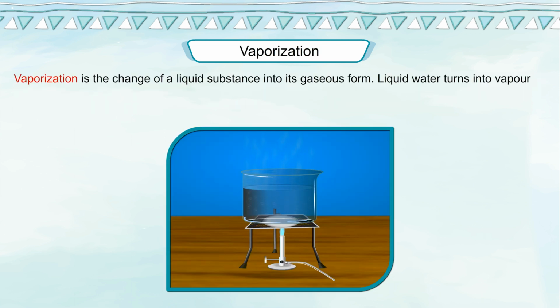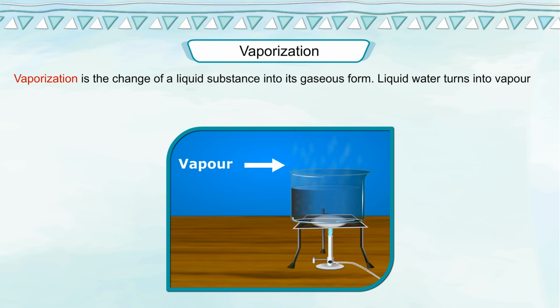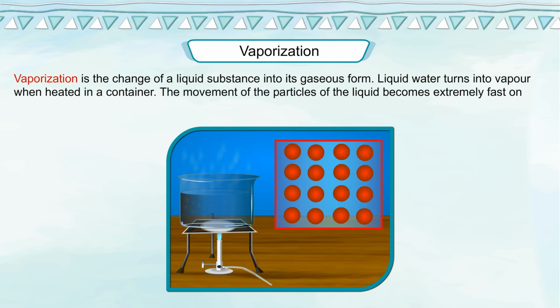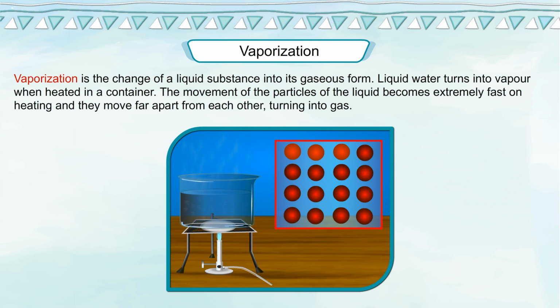Vaporization. Vaporization is the change of a liquid substance into its gaseous form. Liquid water turns into vapor when heated in a container. The movement of the particles of the liquid becomes extremely fast on heating, and they move far apart from each other, turning into gas.